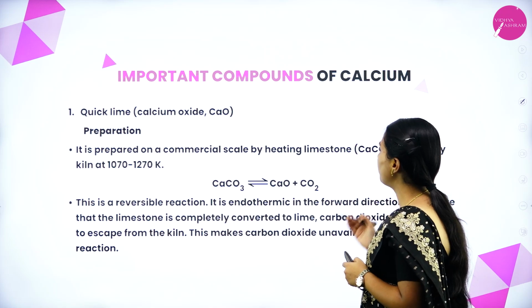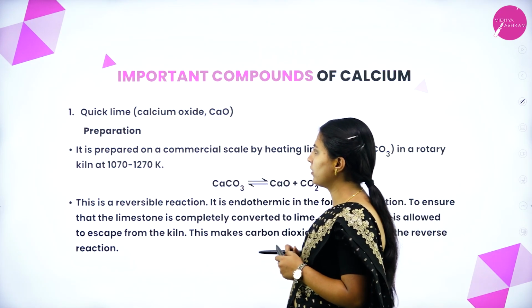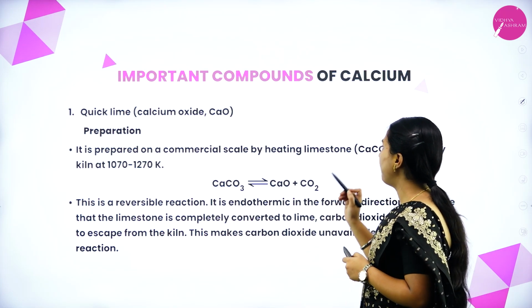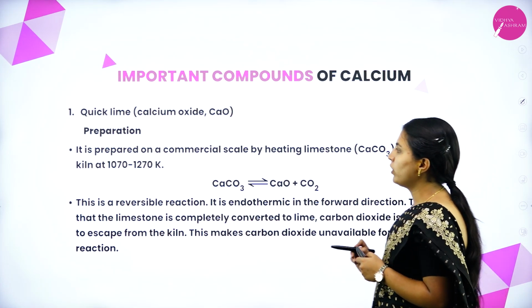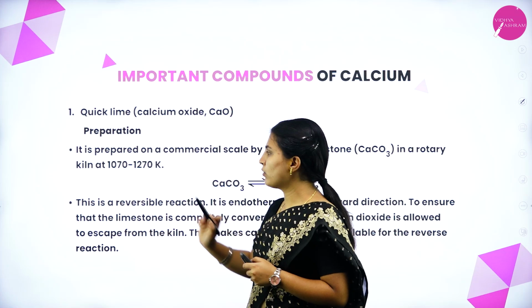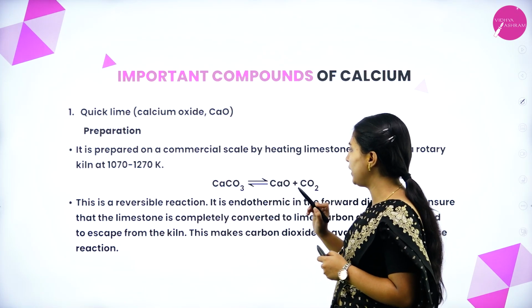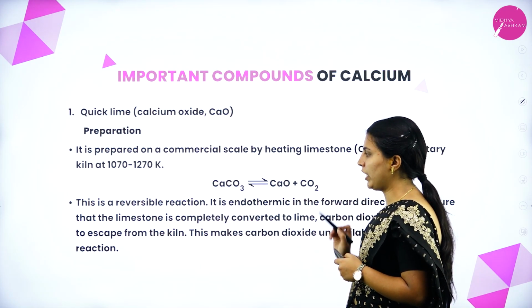Next, important compounds of calcium. First one, quicklime, that is calcium oxide. How will it be prepared? It is prepared on a commercial scale by heating limestone, that is calcium carbonate, in a rotary kiln at 1070 to 1270 Kelvin. Calcium carbonate, when heated or decomposed, will form calcium oxide with carbon dioxide.